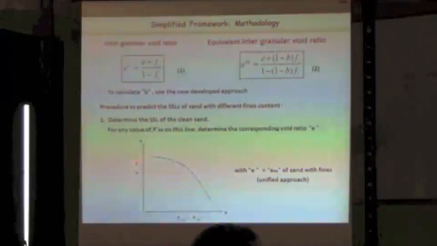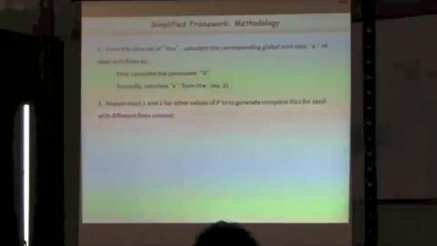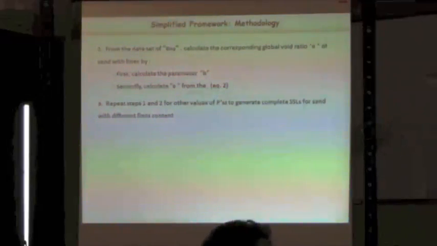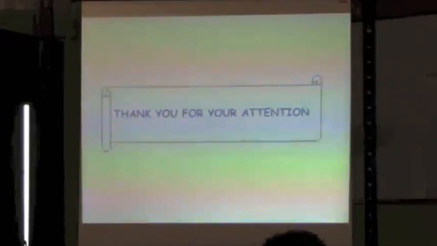Then by repeating step 1 and step 2, for any value of p' and q, we could generate a complete steady state line for sand with different fine content. Then we don't need to perform several tests with different soils with different fine content. If we have just a critical state line of clean sand, and if we know the fine content of the soil, we can generate different steady state lines. And this is a nice result for the engineering society, I think. Thank you for your attention.